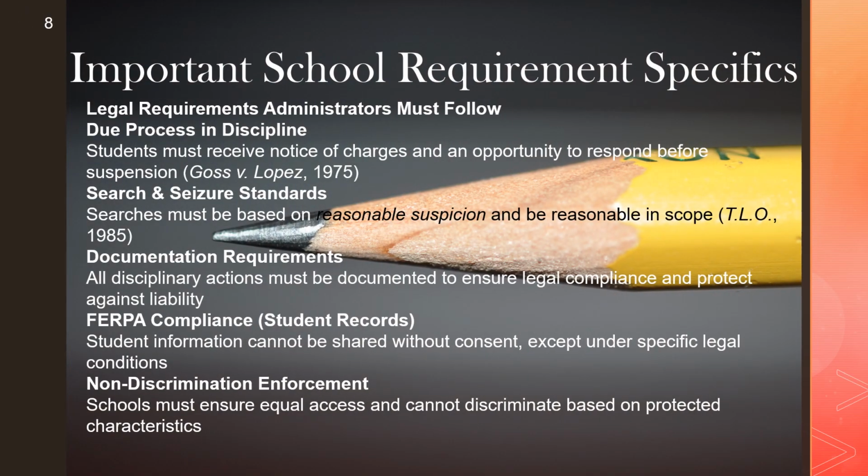The administrative level. Understanding student rights is not just theoretical. It directly impacts legal compliance and school liability. One of the most critical requirements is due process. According to Goss versus Lopez, students must be informed of the charges against them and given an opportunity to respond before being suspended. Failure to follow this process can result in legal challenges against the school.